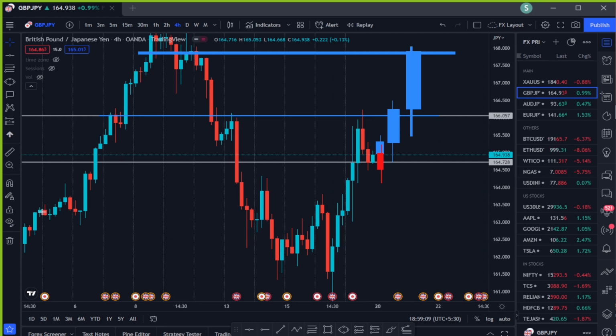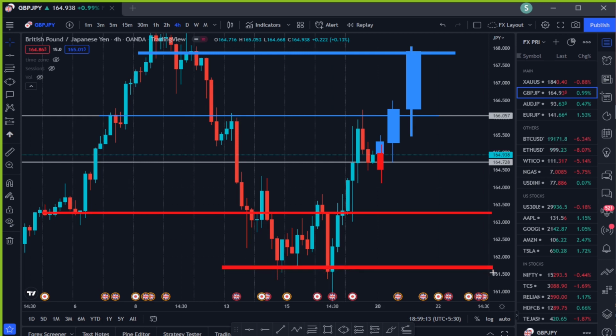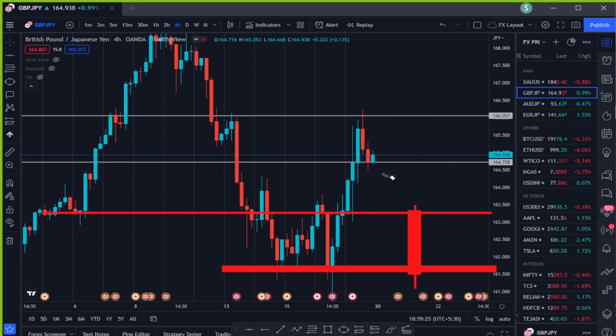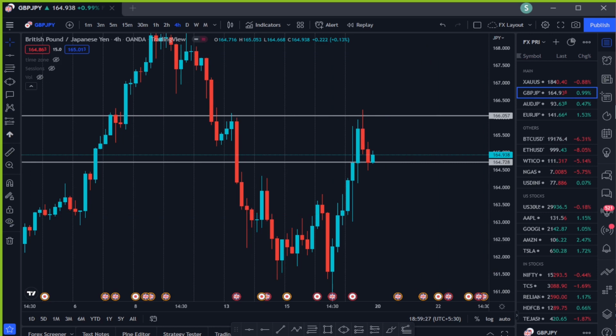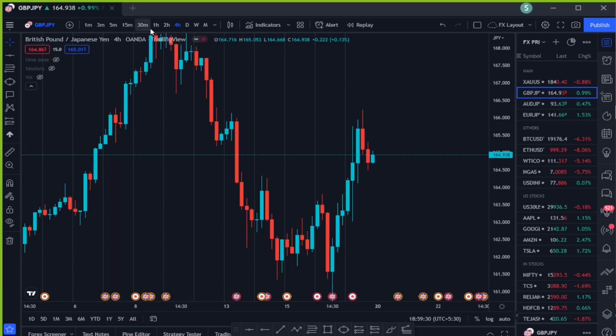I think this area is going to be a good support area, and then the final support is somewhere right here. So we can expect the price to move to the next support area, something like this. So this is what we are expecting, depending upon how we get closures on the 4-hour candles.